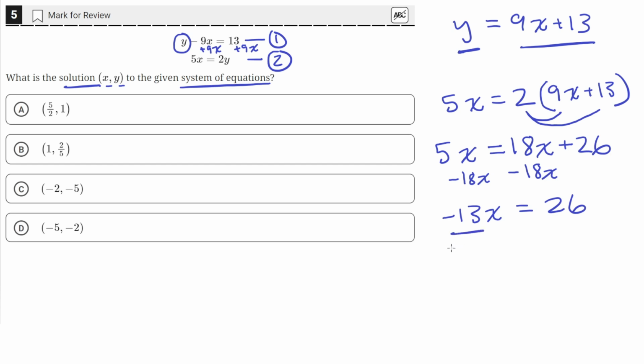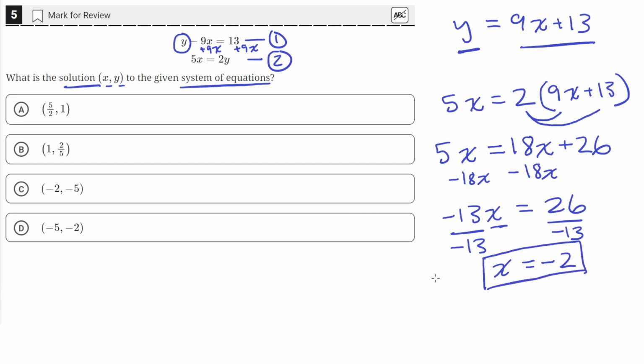So now let's divide both sides by negative 13 to isolate the x so we can get the x alone. So negative 13 divided by negative 13 is just 1, so we'll just be left with 1x on the left. And 26 divided by negative 13 is equal to negative 2. So now we know that the value of x is equal to negative 2.